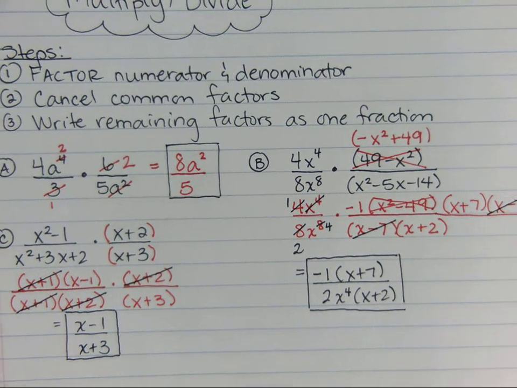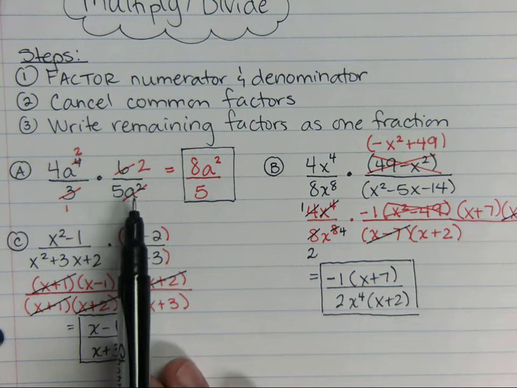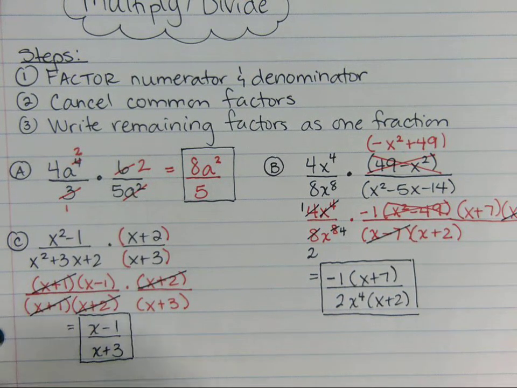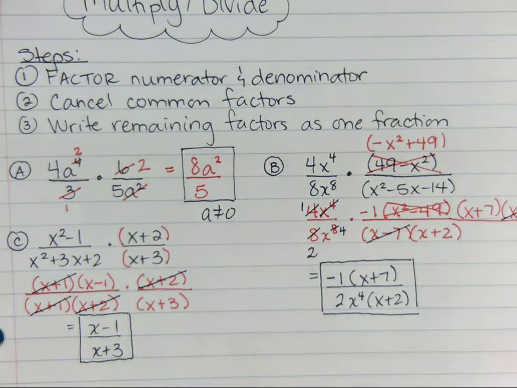So let's go back and look at number 1, or letter A. The only variable I canceled out was the A, and so I need to add the restriction that A cannot be equal to 0. Those two fractions are equivalent with the condition that that variable that was in the denominator that I canceled could not be a 0.